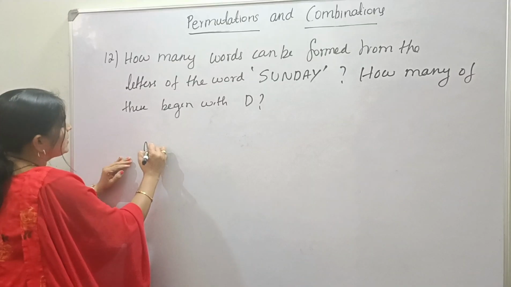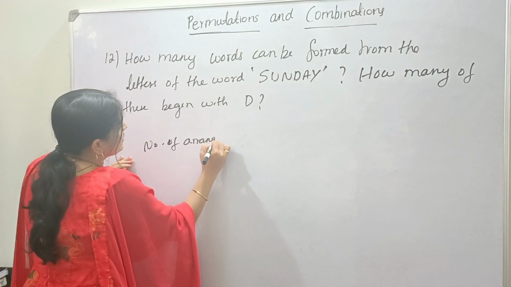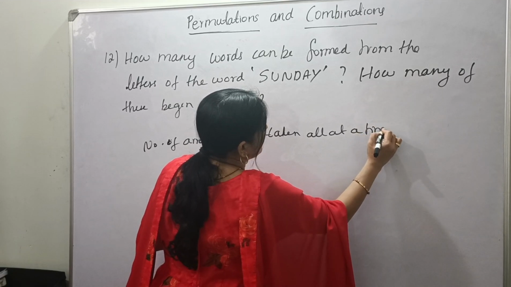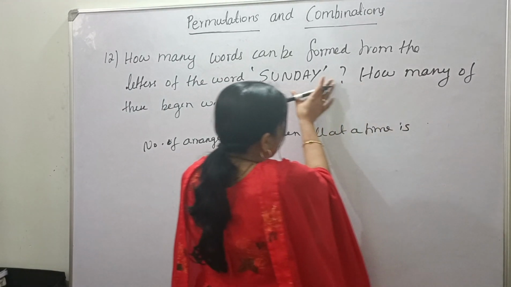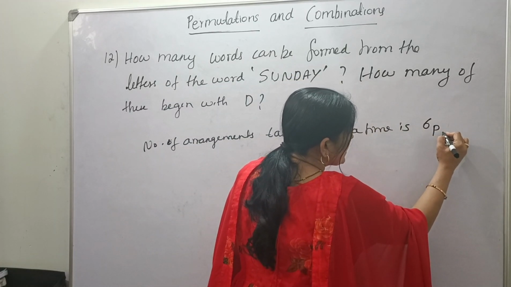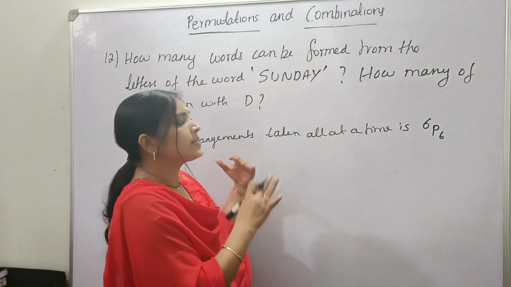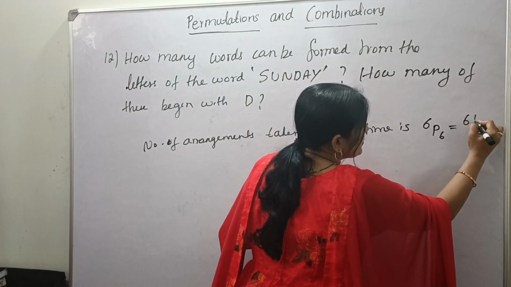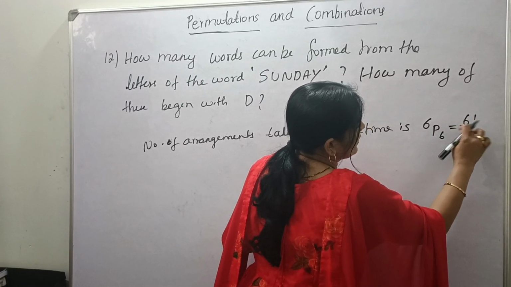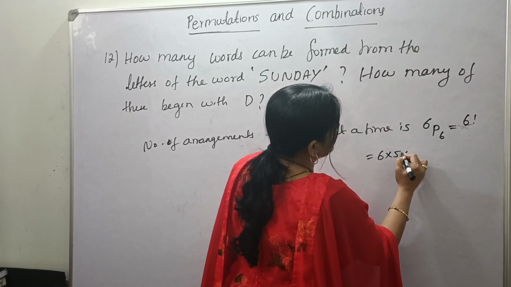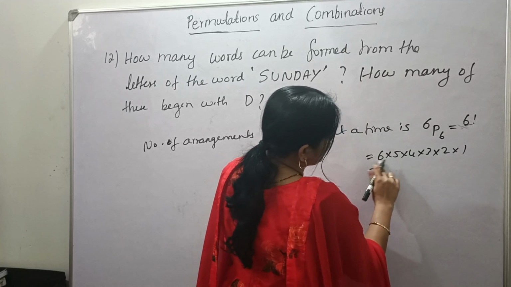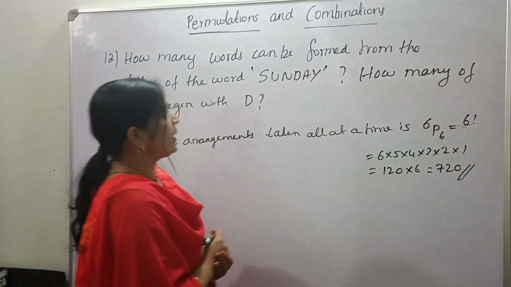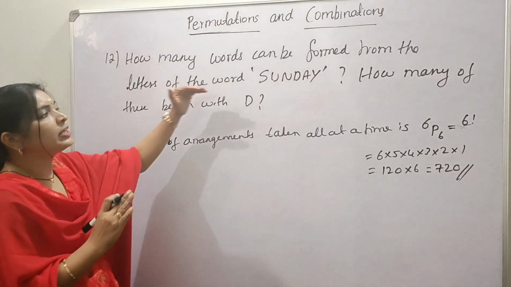So here we can write the number of arrangements taken all at a time. There are 6 letters, so 6P6. Why? Because 6 things taken all at a time. 6P6 is nothing but 6 factorial divided by (6 minus 6) factorial, that is 6 factorial itself, equal to 6 into 5 into 4 into 3 into 2 into 1, that is 30, 120, 720. So 720 words can be formed from the word Sunday.